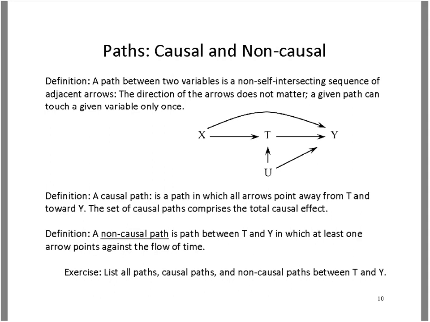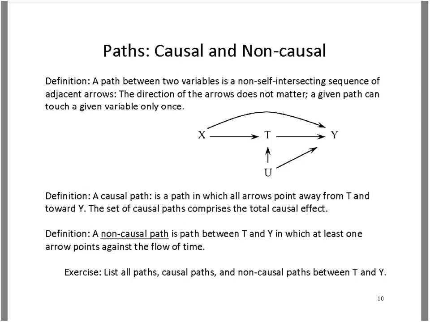So an important point about paths here is that paths can go backwards or forwards in an arrow. Again, X, T, Y is a path, but X, T, U, Y is also a path, even though the latter traveled against the direction of an arrow. So that's a path. We like paths because paths are possible conduits, transmitters of association.